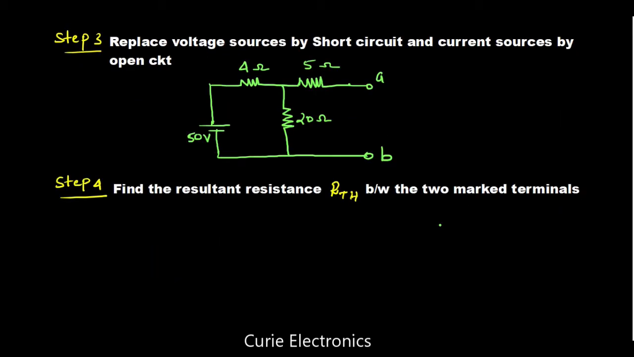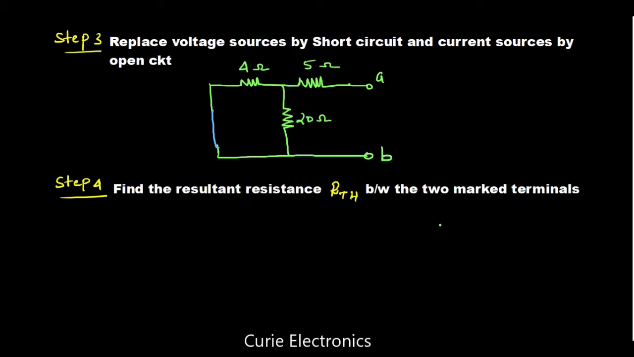So next step, replace the voltage sources by short circuit and current sources by open circuit. But in this circuit we have only a voltage source. So let's replace it by a short circuit. We will remove the voltage source and we will short those terminals.